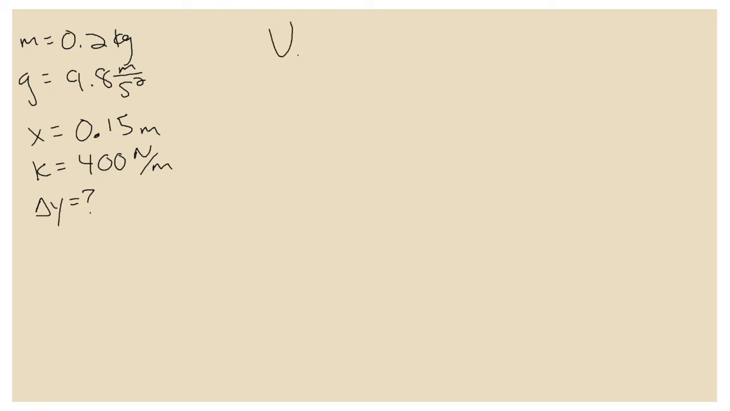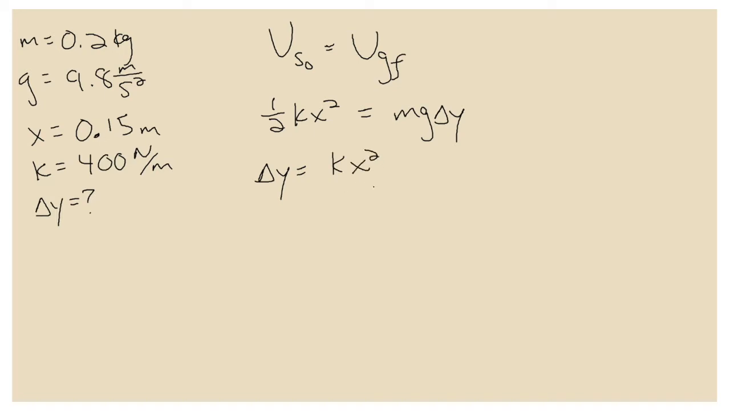The basic conservation of energy statement behind this problem is that the initial elastic potential energy stored in the system is equal to the final gravitational potential energy. And once we have that, the rest is algebra. We sub in the equations for both of these types of energy. The elastic potential energy is 1/2 kx squared. The gravitational potential energy is mg delta y. All we have to do to solve this for the height is divide both sides by mg. That gives us kx squared over 2mg.